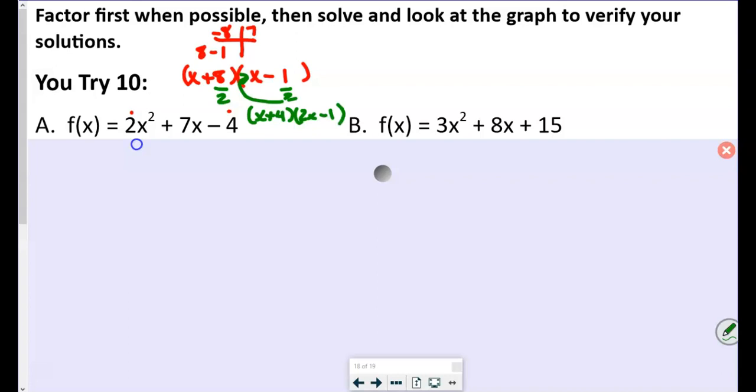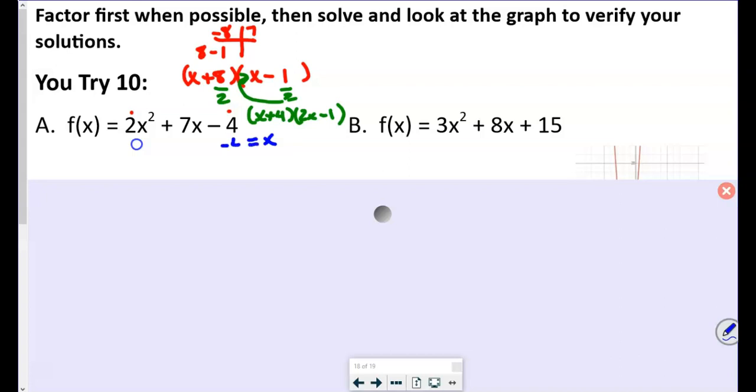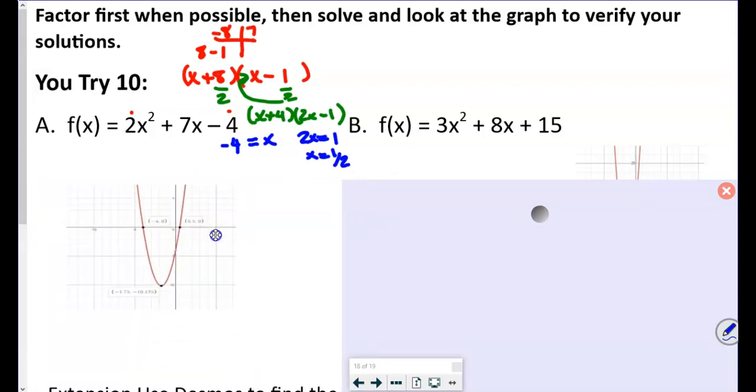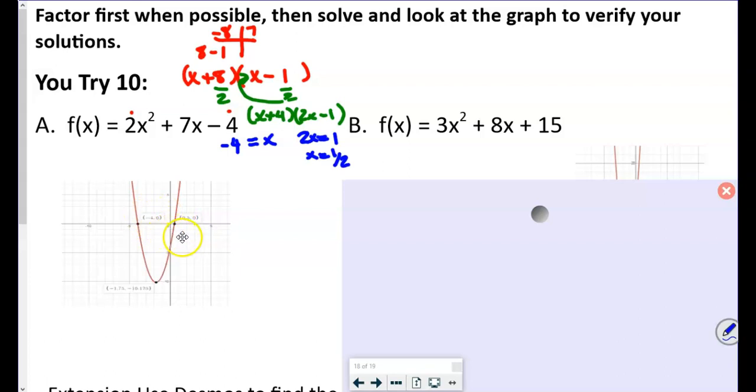Now, if we set each of these equal to 0, then I'm going to move this down just a little bit so we have room to work. This is going to be x equals -4, right? This is going to be 2x equals 1, so x equals 1/2. So let's see if we can verify that here, okay? So yep, -4 and 0.5. See where those zeros cross right there, guys? Okay, so let's do this other one.